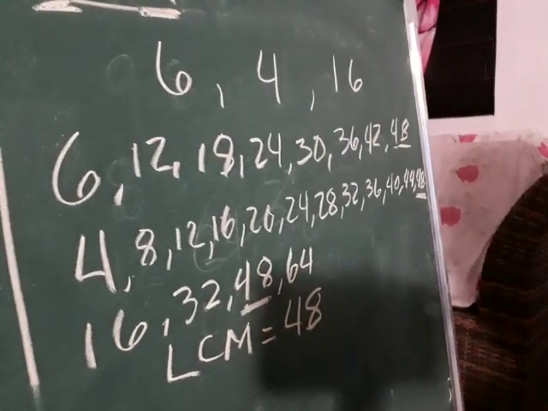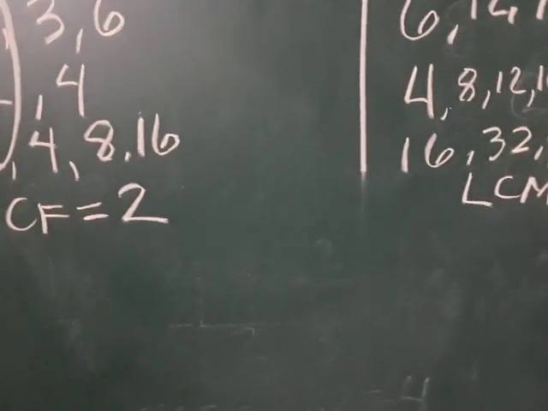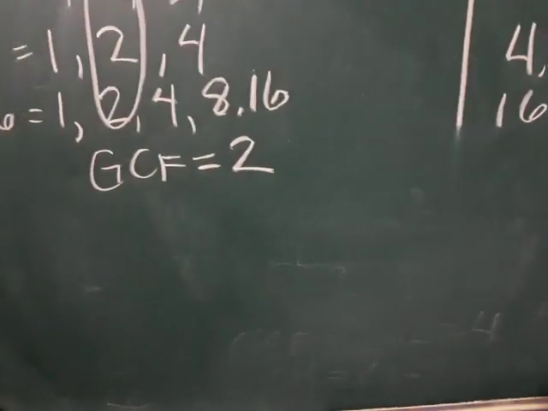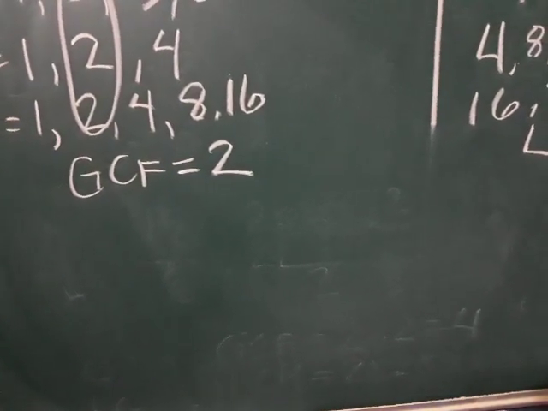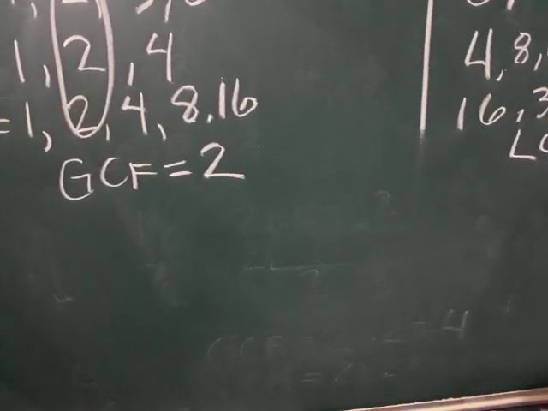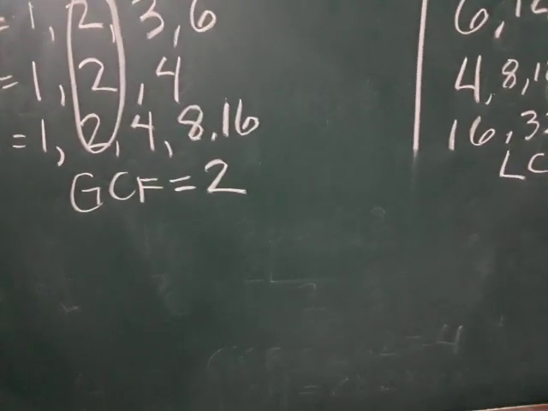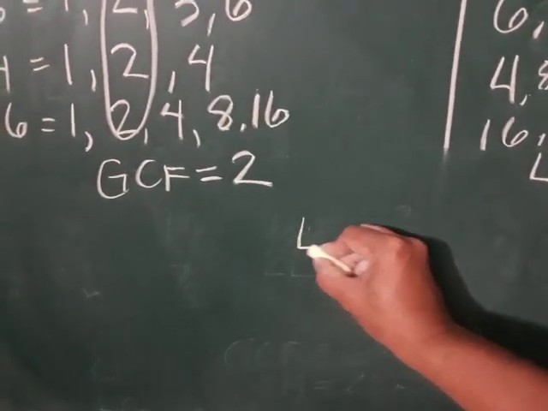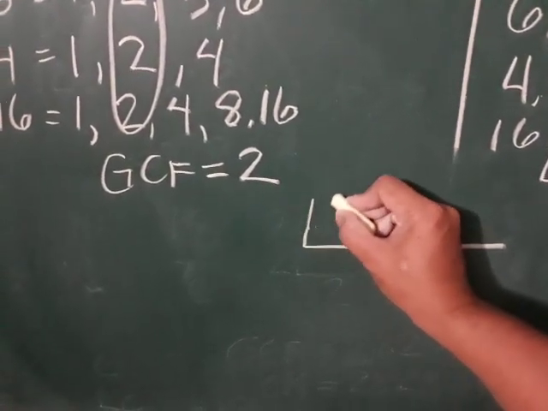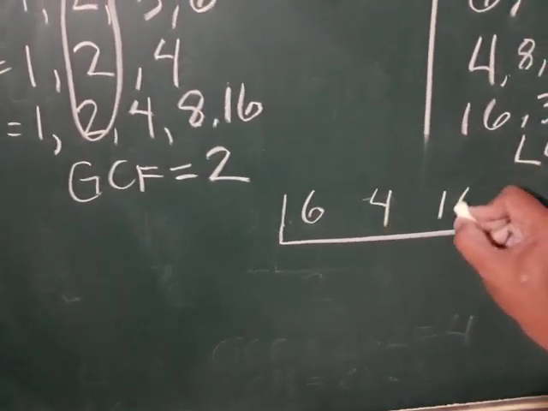Okay, so quite interesting. Now, let's move on to another method. The next method is, of course, continuous division, wherein we can find the GCF and LCM at once. Of course, let's make a box and then write the given numbers: 6, 4, 16.